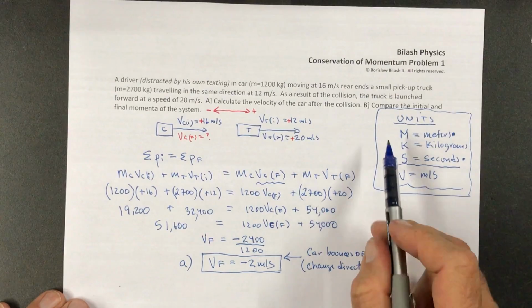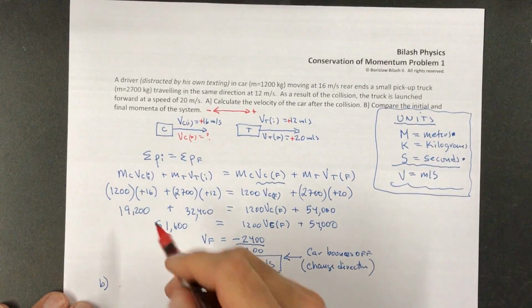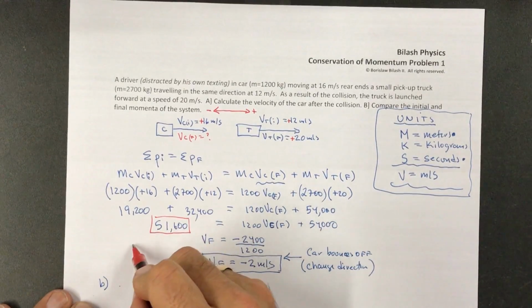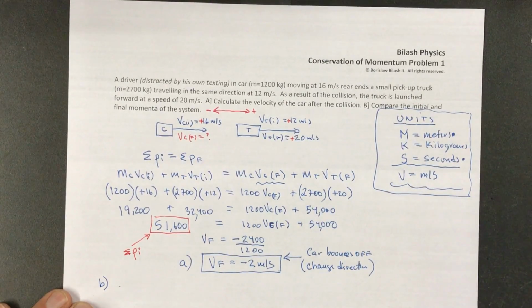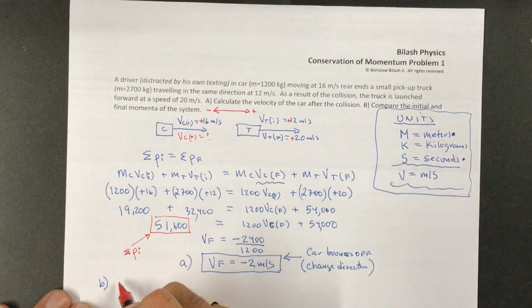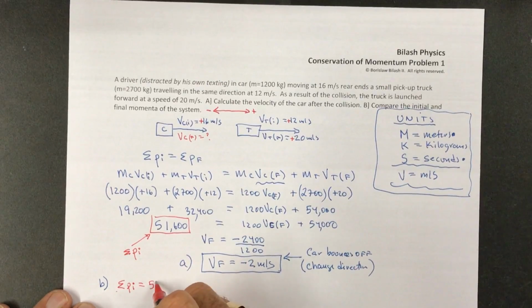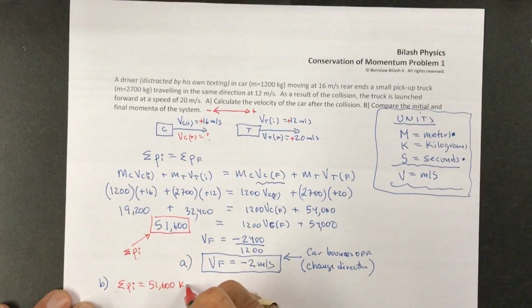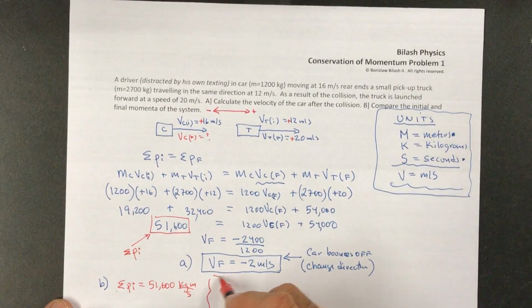We've answered that. Now B says compare the initial and final momenta of the system. Well, we know the initial momentum right here. That's of the system, the sum of pi. So that's the initial momentum of the system. So we can say the sum of pi is equal to 51,600 kilogram meters per second. So we're done with the initial part. Now the final, we have to figure that out.